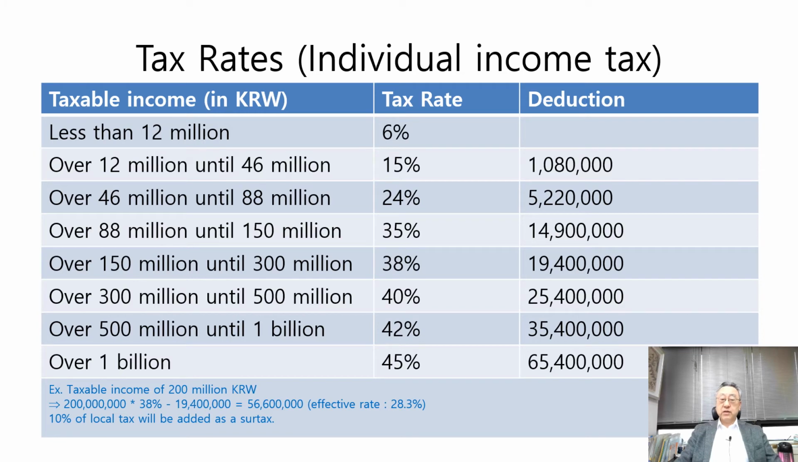So you can see that individual income tax rate is rather higher than the corporation income tax return, and it's more complicated. And because the individual income tax rate will reflect the national economy and the national situation, it differs a lot rather than the corporation income tax.